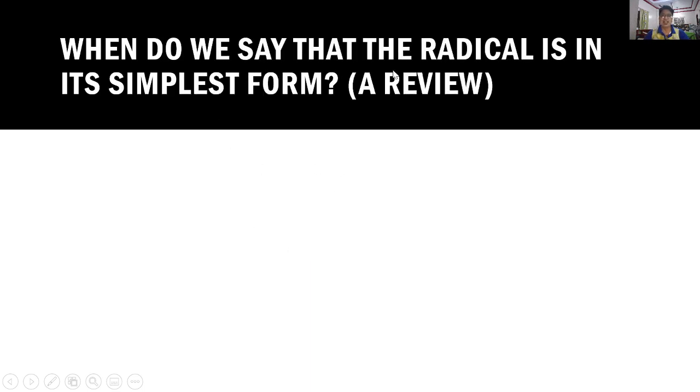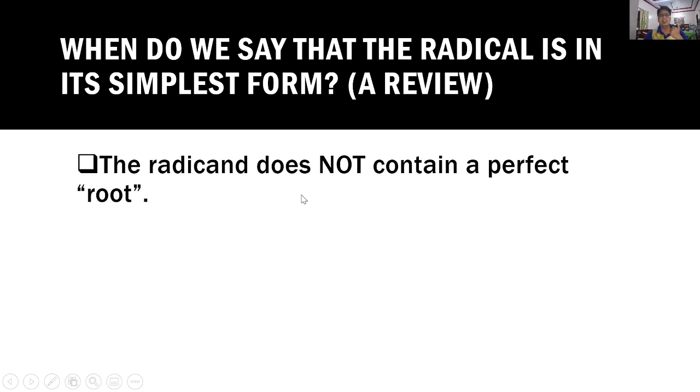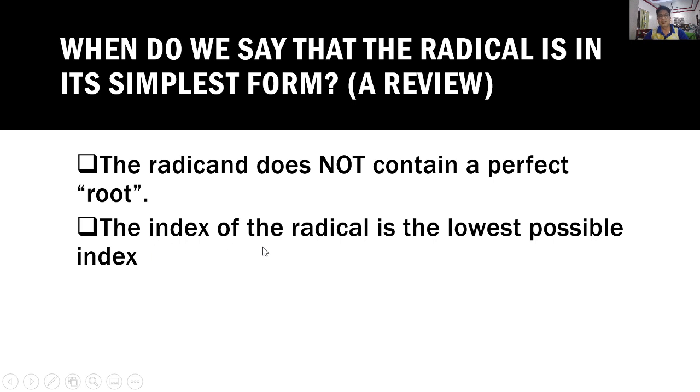Okay, let's have a review on when do we say that the radical is in its simplest form. Kailan daw natin matatawag or masasabi na yung radical nasa simplest form na siya. We actually discussed this last week, last video lesson. Balikan lang po natin. Number 1, the radicand does not contain a perfect root. So kung square root yan, wala nang factor yung radicand na perfect square. Kung cube root yan, wala nang factor yung mismong radicand na perfect cube. Pangalawa, the index of the radical is the lowest possible index. Ito yung pinabababa natin yung order ng index natin. And makikita nyo pa rin yan dun sa last video lesson na in-upload po natin.